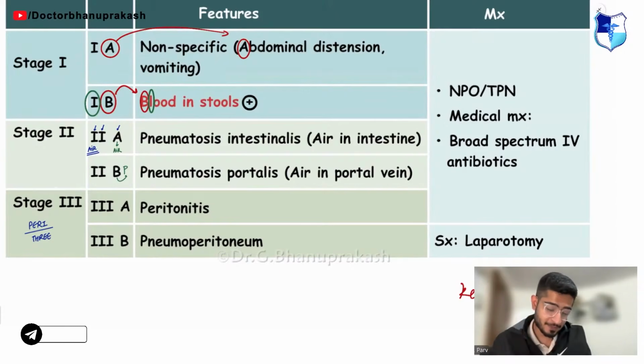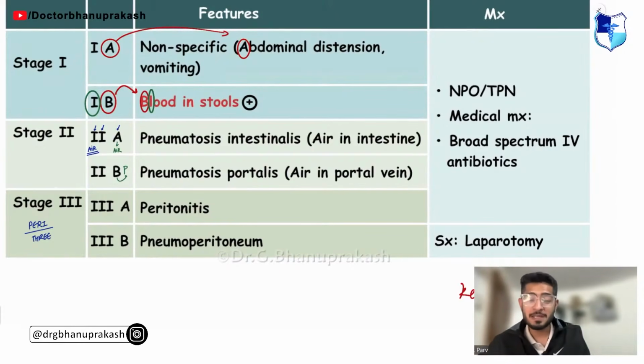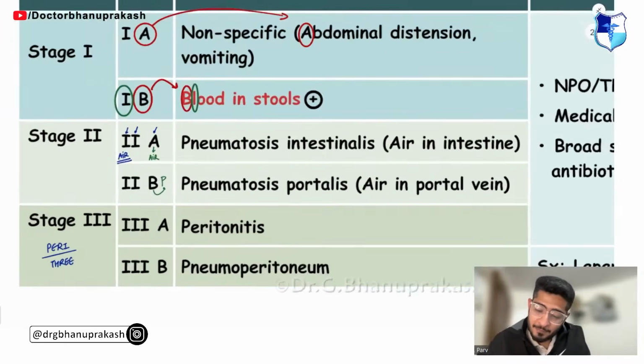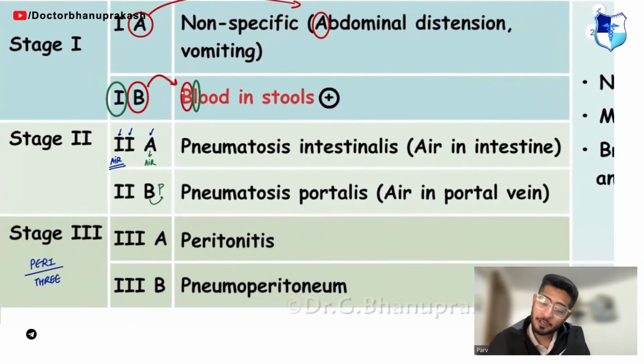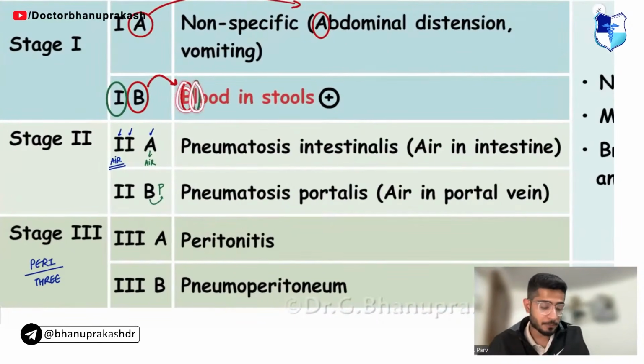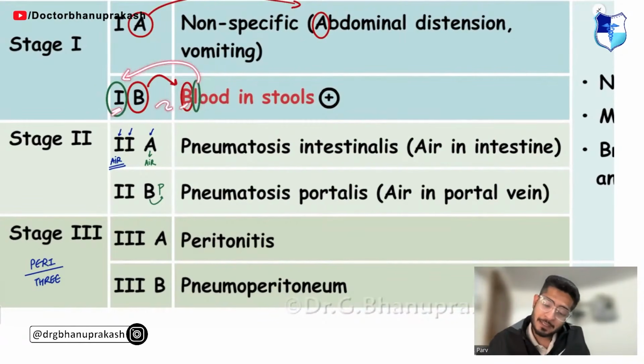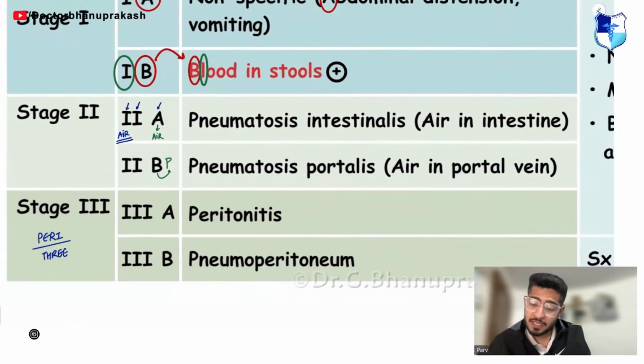Okay, non-specific sign, that is abdominal distension. Then you have got 1B. Please focus here, it has got B and L. L looks a little like 1, and B is B. So 1B is actually B and L. Remember B and L: blood in stools.